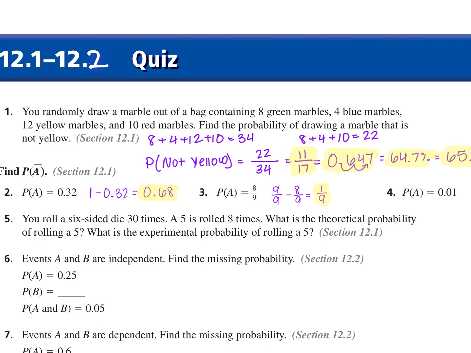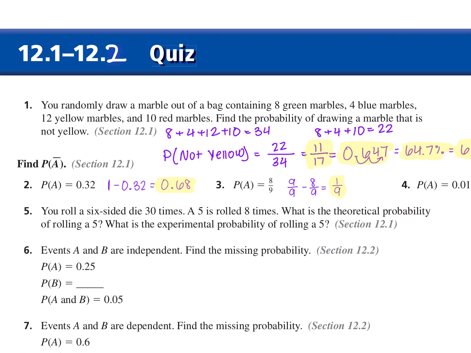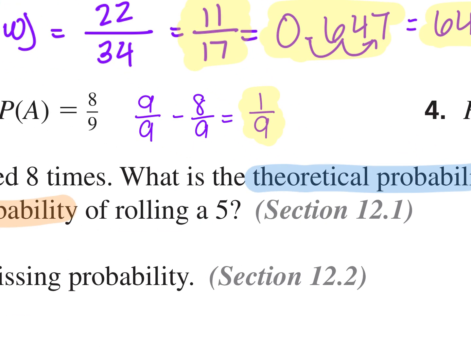Looking at the next question, it says you roll a 6-sided die 30 times. A 5 is rolled 8 times. They're asking me for 2 things. The first thing they're asking me is what is the theoretical probability of rolling a 5? And the next one they're asking for is what is the experimental probability of rolling a 5? Keep in mind, theoretical probability means all of them are equal. They're all equally occurring the same amount of time.